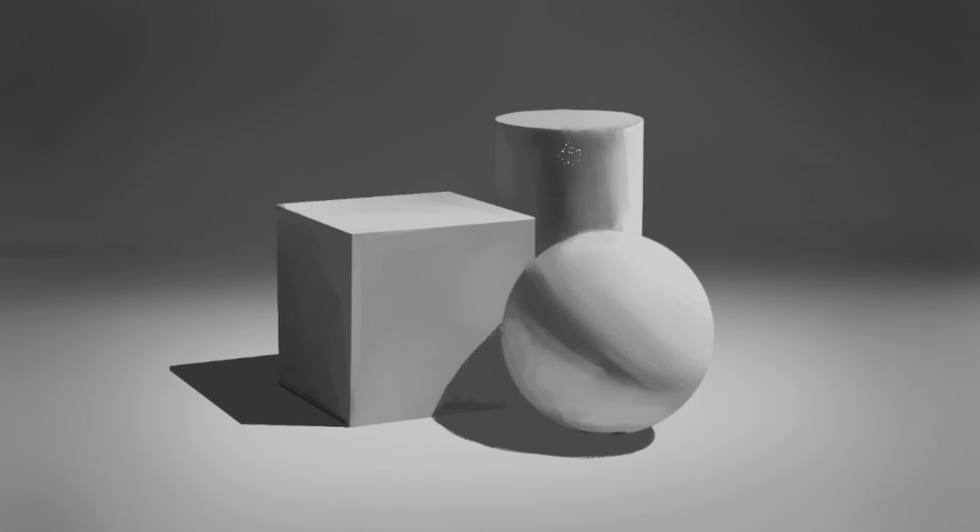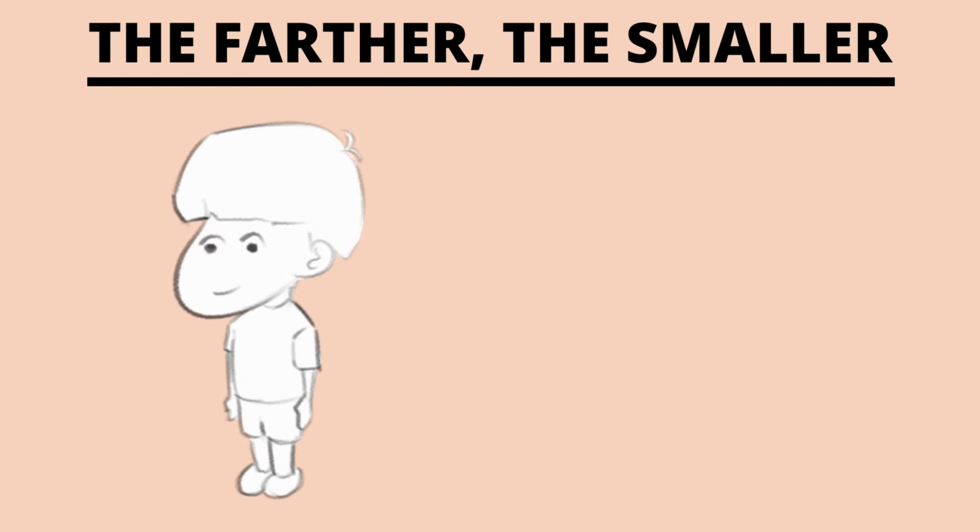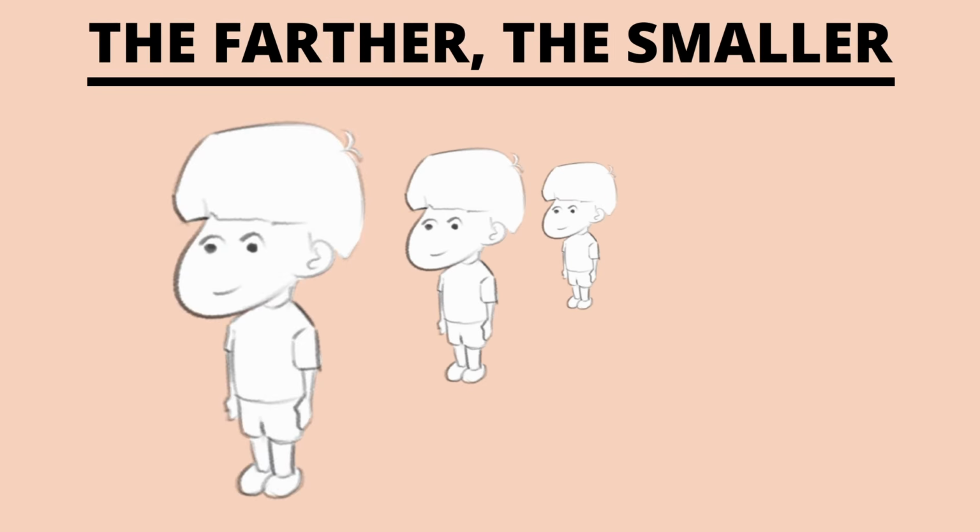And of course, lighting studies. If you wish to get at painting form, you gotta study how light works and how it creates shadows and highlights. Perspective drawing. Perspective drawing is basically a way to represent the 3D world on a 2D plane. The simple idea of perspective drawing is that as objects move further away from us, they seem to get smaller.